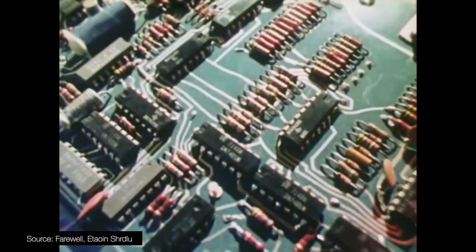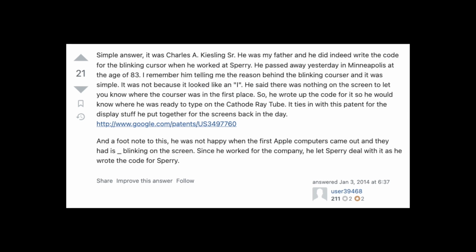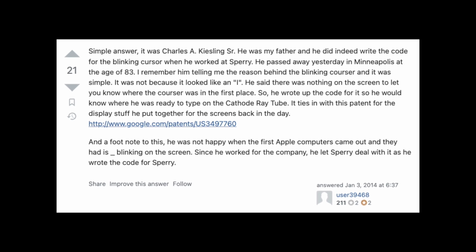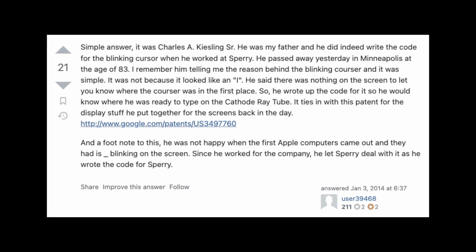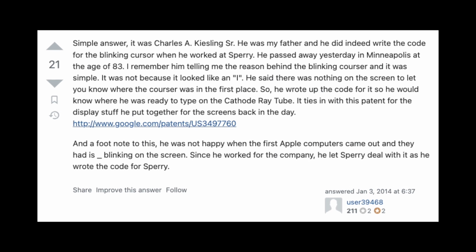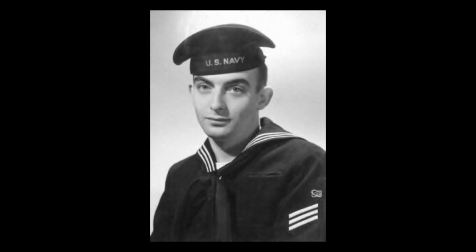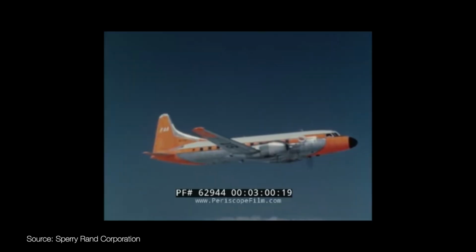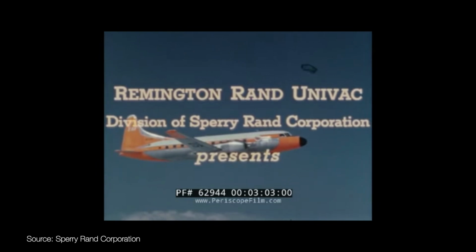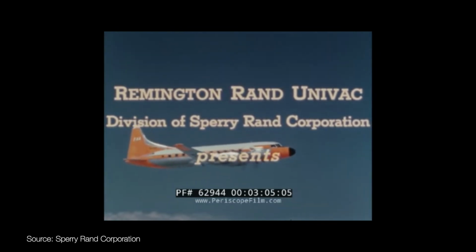So he wrote code for it to know where he will be ready to print on an electronic beam tube. This was written in 2014, shortly after the death of Charles Kiesling, by a man who introduced himself as his son. Charles Kiesling worked in the 1960s at the American corporation Sperry Rand, which was engaged in the production of military equipment and electronics, industrial and consumer products.